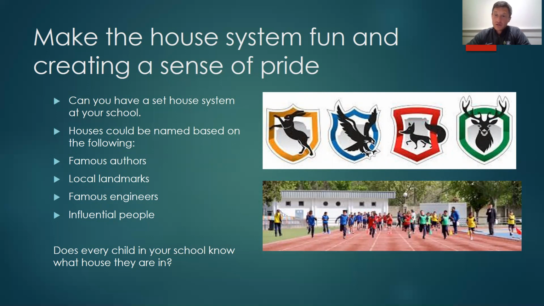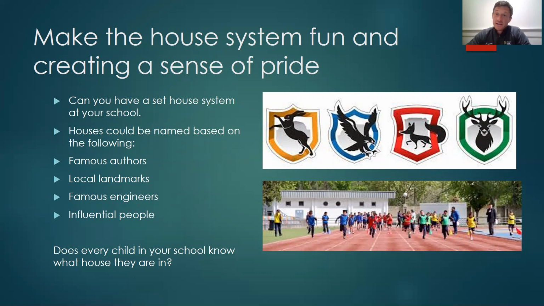At Newton Abbot College for a long time, we had Newton, Brunel, Telford and Curie, so famous engineers. But again, you may decide to do something slightly different. You may decide to do famous authors, famous landmarks, influential people. So you may name your houses after that. It may just be that you simply give them a name related to an animal or whatever.